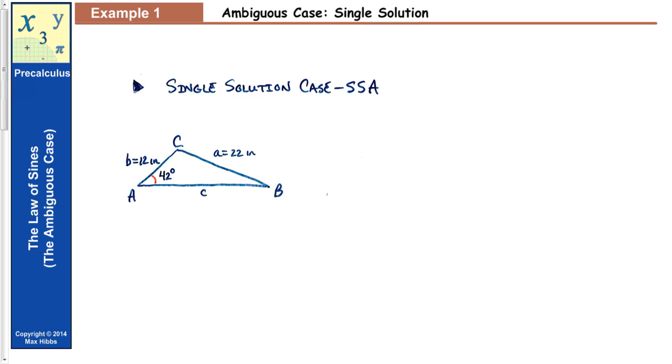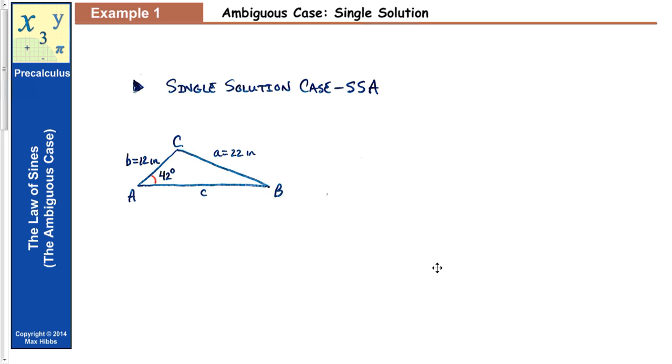Okay, so in this example, and we don't know this in advance, but in this example, we're going to have a single solution to this triangle. We're solving the triangle. We're given angle A is 42 degrees. We're given side A is 22 inches and side B is 12 inches. And so this is that case where we have side-side-angle.